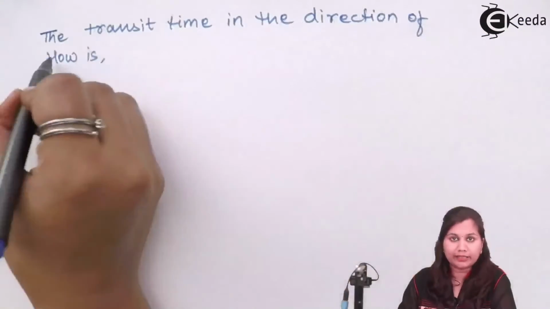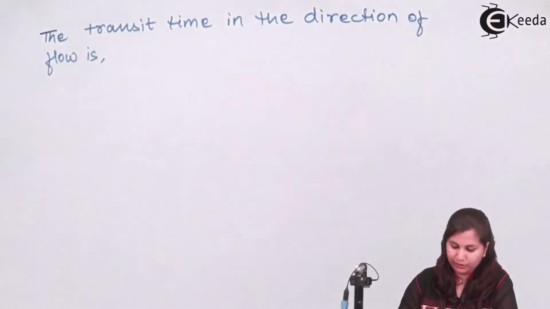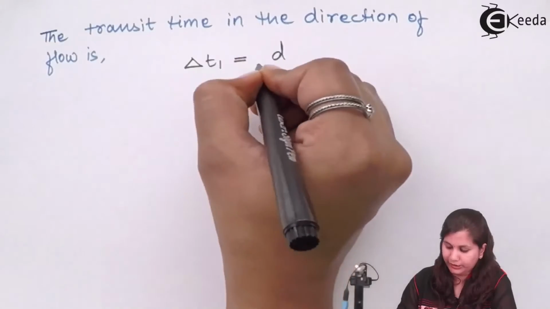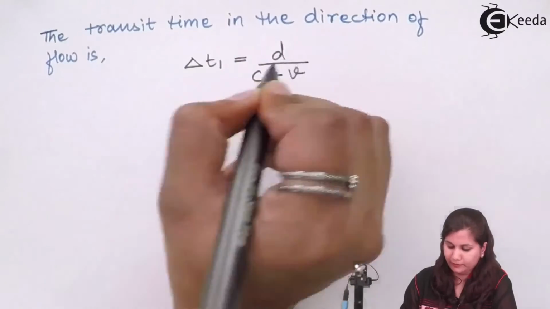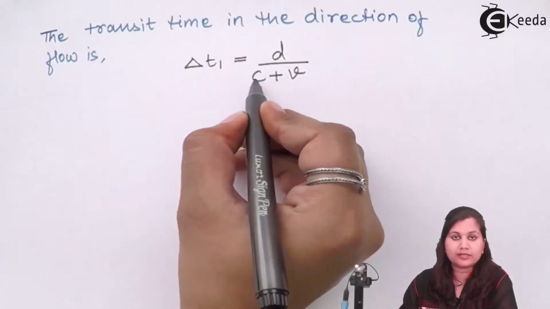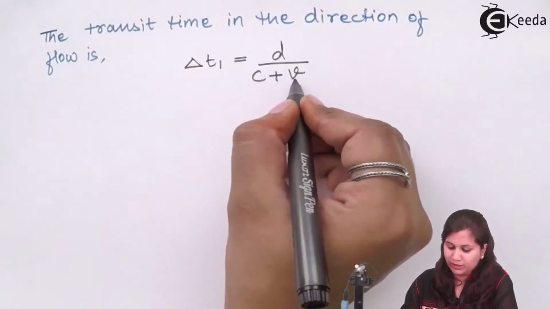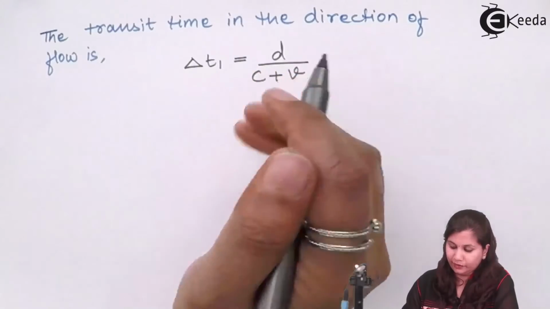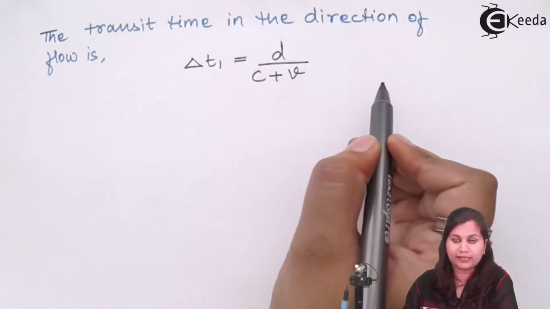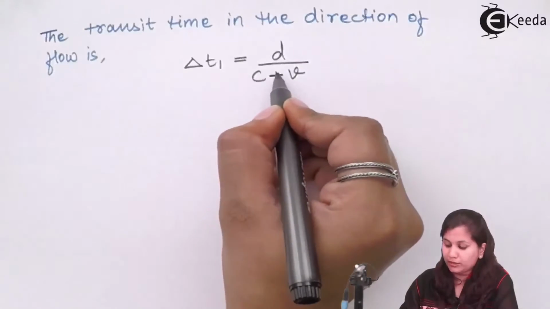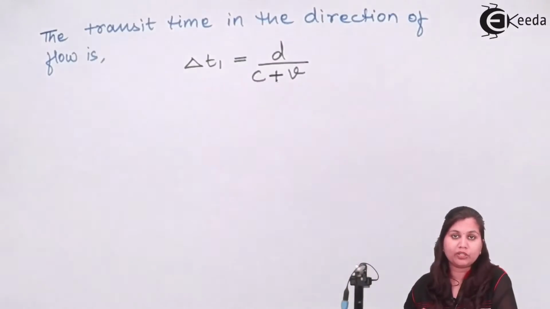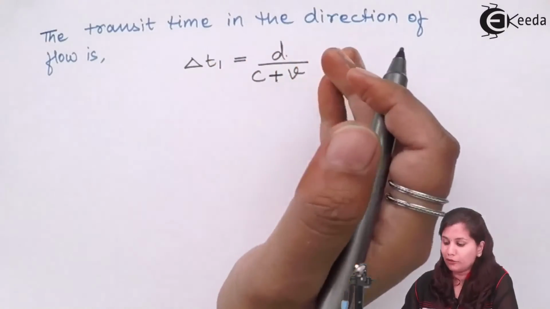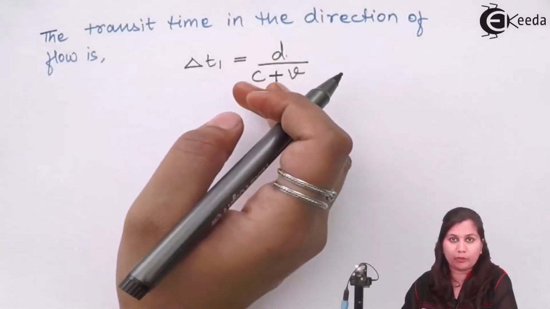So the transit time in the direction of the flow is given by del T1 equals D upon C plus V. C is the velocity of sound propagation, plus V is the velocity of the liquid, that is the linear velocity. D is the distance between the transmitter and the receiver. So the velocities get added, so D upon C plus V. We are using the formula velocity equals distance upon time.